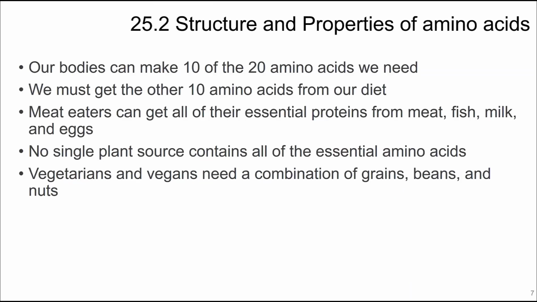Our bodies can make 10 of the 20 amino acids that we need, but we have to get the 10 other amino acids from our diet. So meat eaters can get all of their essential proteins from meat, fish, milk, and eggs, but there's not a single plant source for vegetarians to get all of their essential amino acids. So if you're a vegetarian or a vegan, you'll need to consume a combination of grains, beans, and nuts in order to get those extra amino acids, or you can take a multivitamin.